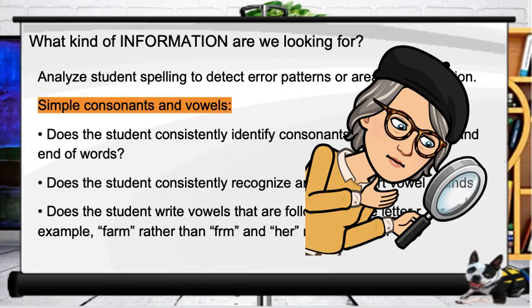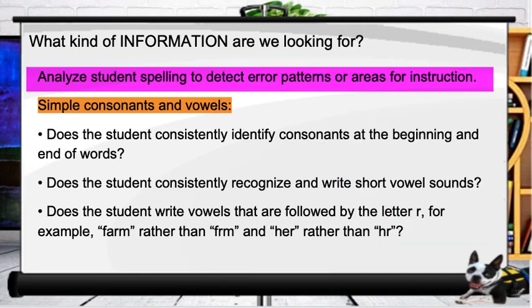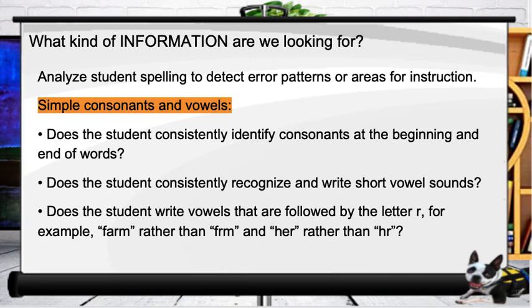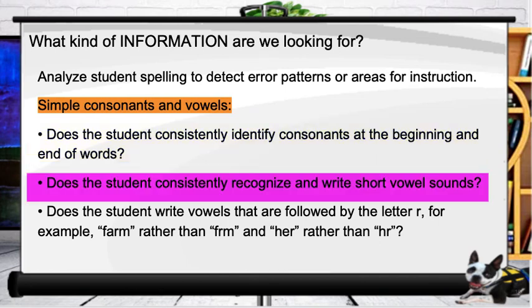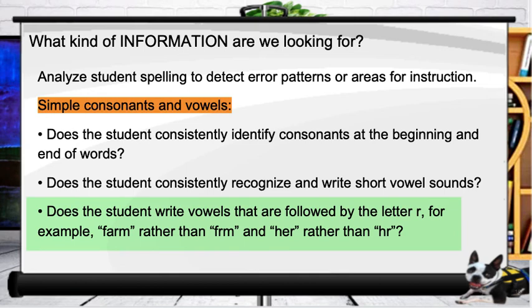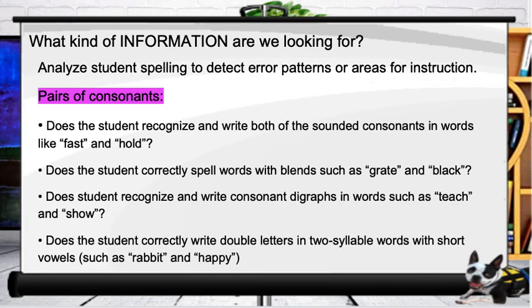So what kind of information are we looking for? First, we want to be able to analyze student spelling to detect error patterns or areas that we need to instruct students. So we start with looking for simple consonants and vowels. Does the student consistently identify consonants at the beginnings and ends of words? Does the student consistently recognize and write short vowel sounds? Does the student write vowels that are followed by the letter R, for example, like "farm" rather than "FRM," and "her" rather than "HR"?